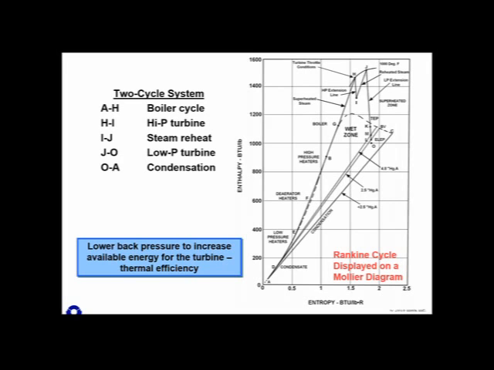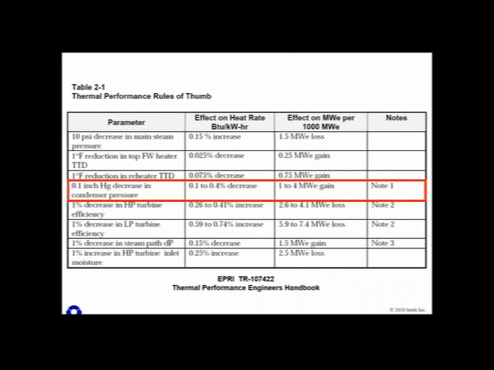But then the natural question is, how significant is this effect? This chart shows you that. In EPRI's Thermal Performance Engineer's Handbook, there is a table. Here's the reference, and here's a copy of that table. It shows thermal performance rules of thumb, and in this table are a few rules to value thermal performance improvements. I've highlighted the one that pertains to the condenser.